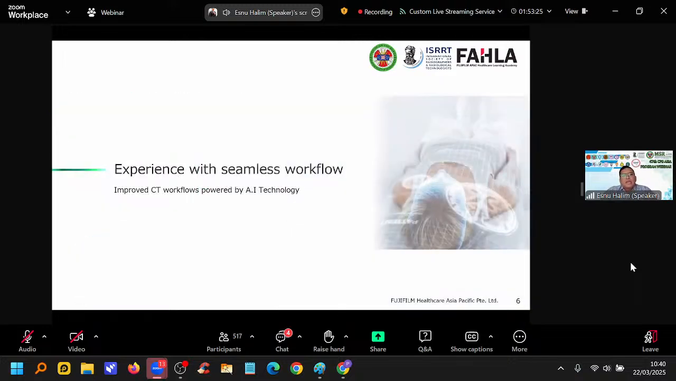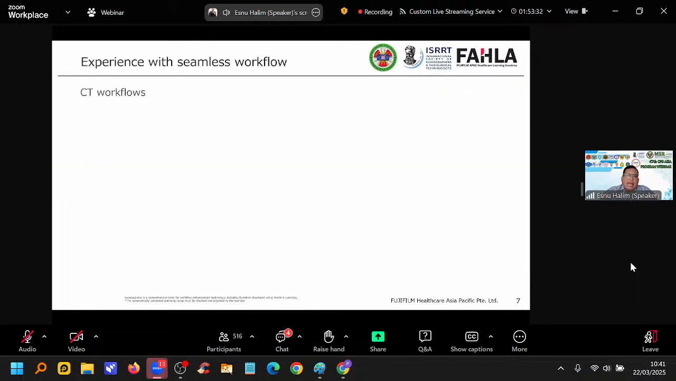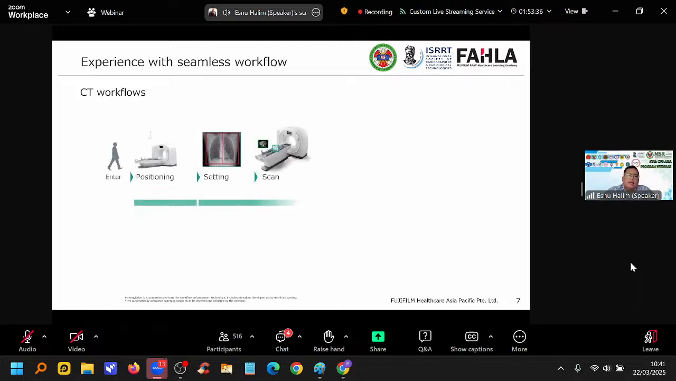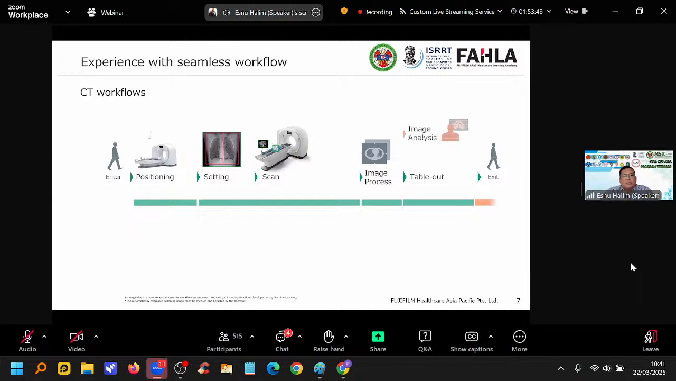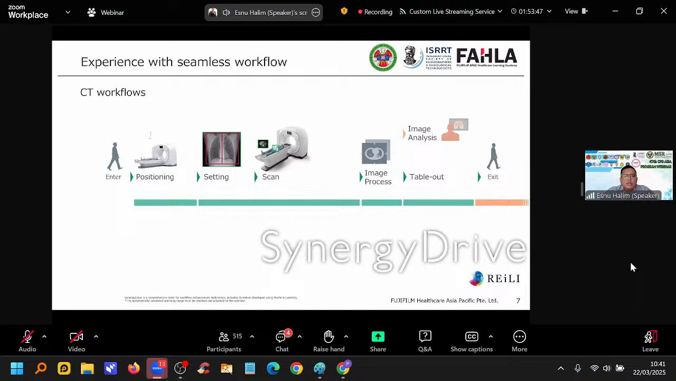So let's first look into the experience with seamless workflow, where we improve CT workflow powered by AI technology. This is the standard workflow when a patient walks into the radiology department: entering, checking the name, positioning the patient, setting up, scan, image processing, table out, then the doctor or rad tech will look at the image analysis, and the patient goes home.